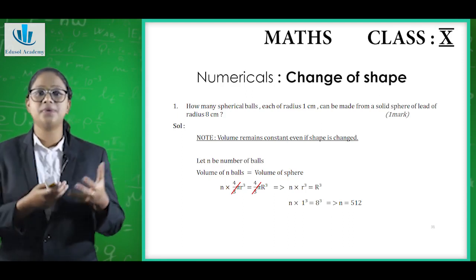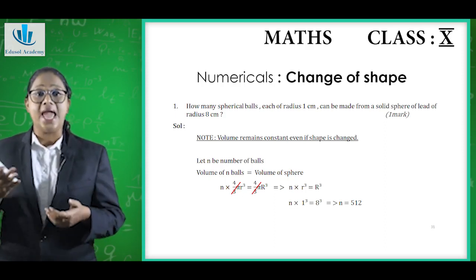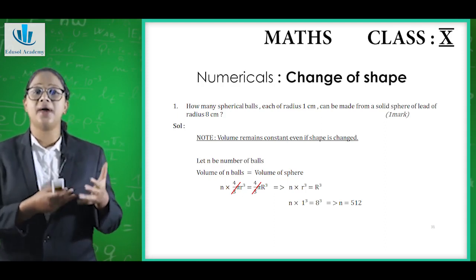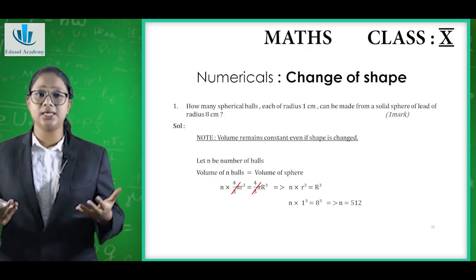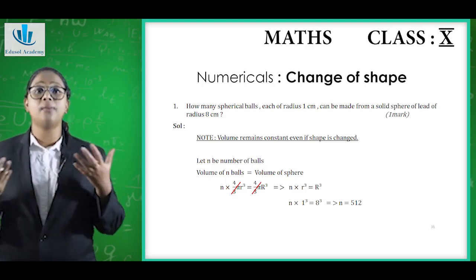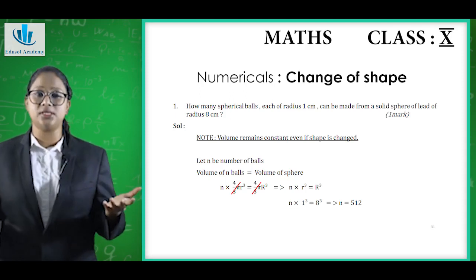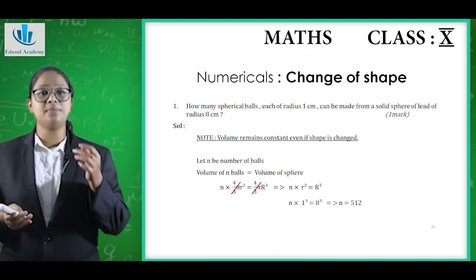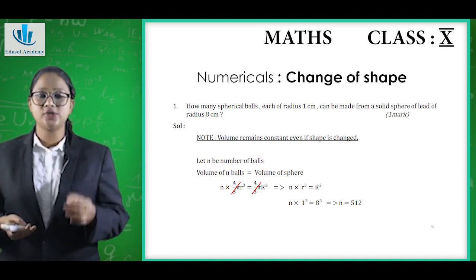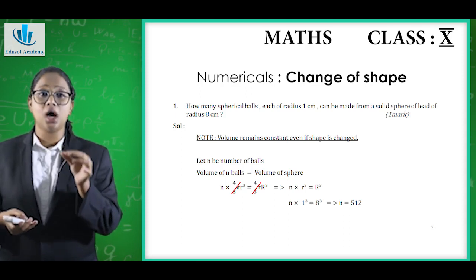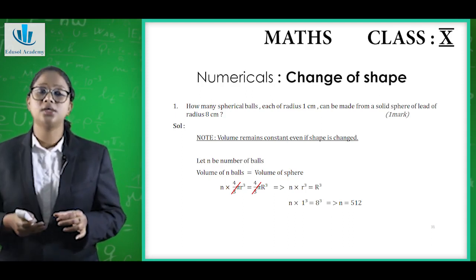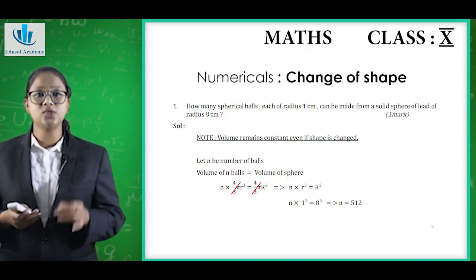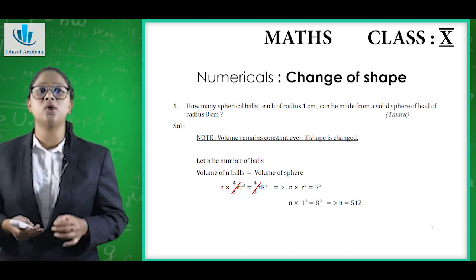So the balls and the sphere are spherical. So the equation will be n into 4 by 3 pi small letter r cube is equal to 4 by 3 pi capital R cube. Why have I taken small r and capital R? Because they are both spheres and the radii are different. So 4 by 3 pi and 4 by 3 pi are common on both sides, so they can be cancelled then and there. Now what's remaining? n into small letter r cube is equal to capital R cube. Now capital R is 8, small r is 1. So n into 1 cube is equal to 8 cube, or n is equal to 8 cube.